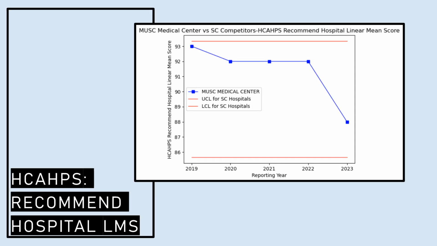And finally, when looking at HCAHPS recommend hospital linear mean scores, MUSC also remains within upper control limits of 93.34 and lower control limits of 85.66 for all years measured.